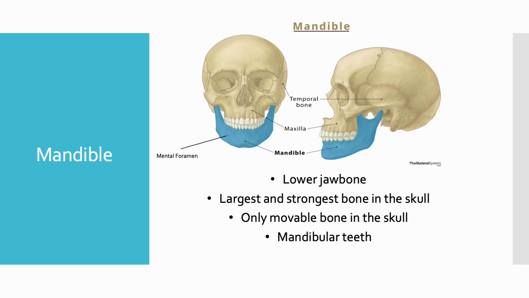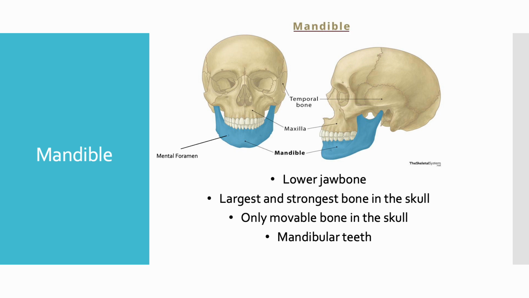First, we're going to go over our jaw. There are 2 bones that make up our jaw area, the mandible and the maxilla. The mandible is our bottom jaw. It's the strongest bone in the skull, the largest bone in the skull, and the only movable bone in the skull. When we chew and talk, we only move the bottom of our jaw, not the top. That is the mandible. Our lower teeth are in that bone.